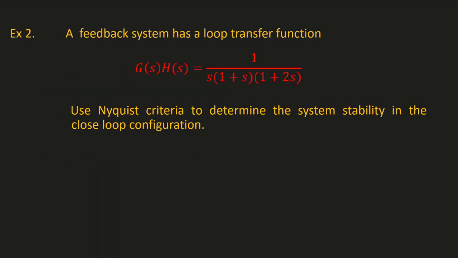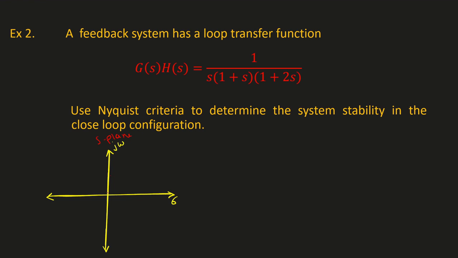So let's consider the example number 2, where a loop transfer function of a plant is given to you. You can use the Nyquist plot to define the stability of this closed loop system. Drawing Nyquist plot becomes so easy once you understand few concepts. This Nyquist plot detects the right hand side poles. How is it detecting the right hand side poles? So how do we detect poles on the right hand side using Nyquist plot?